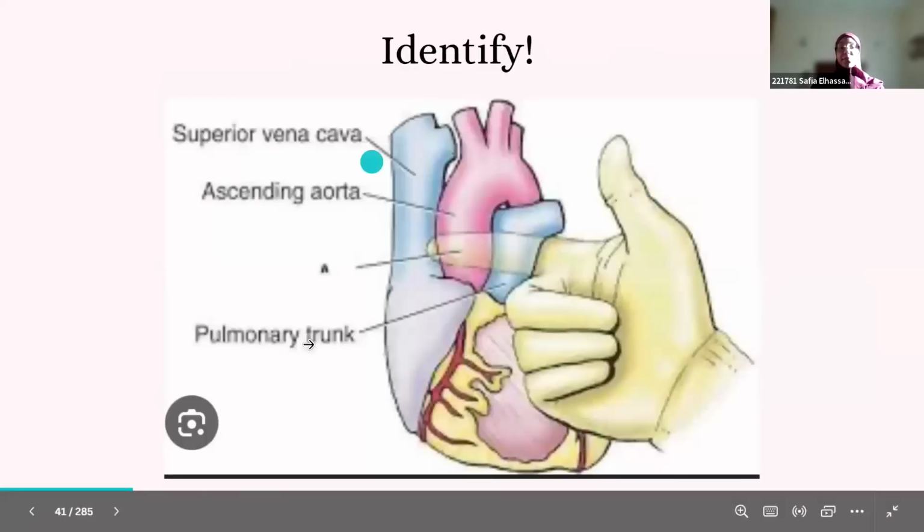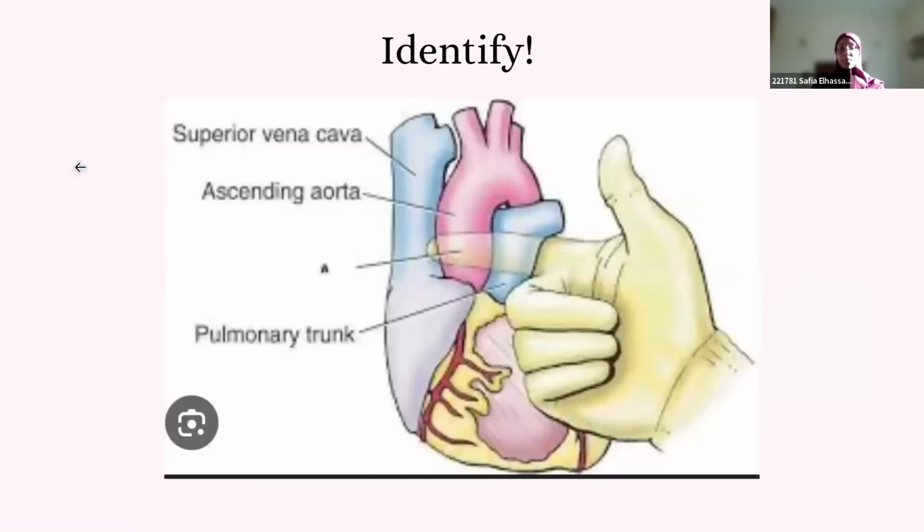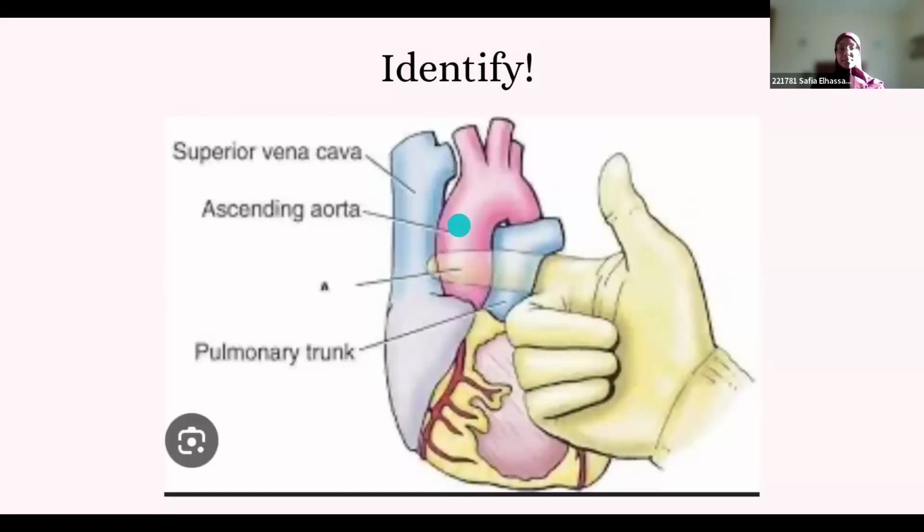All right, can you identify what this is and also the clinical significance? Yes, this is the transverse sinus. Yes, exactly. And it's to ligate the pulmonary artery and the aorta during surgery.